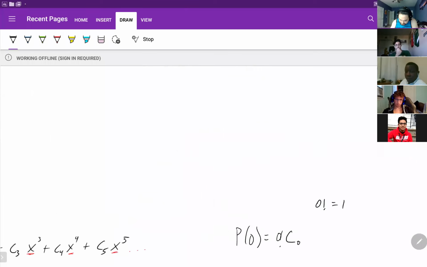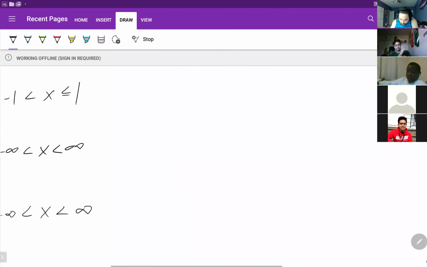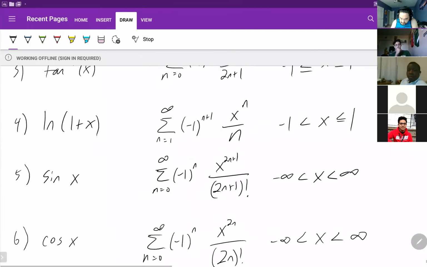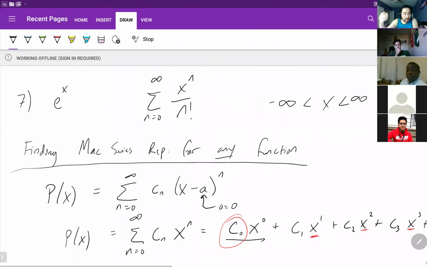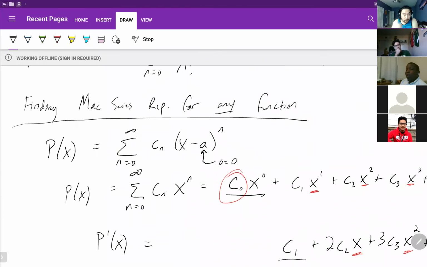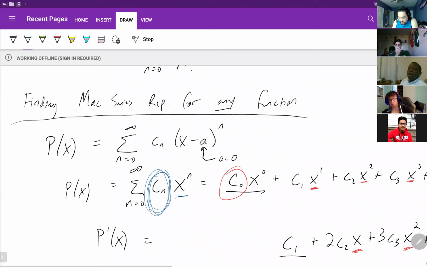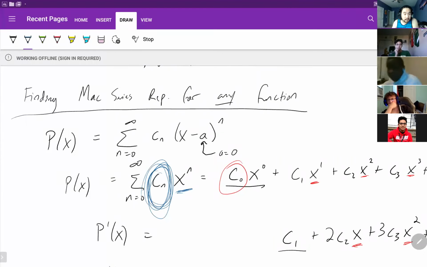Could you say that again? If we derive the function enough times, there's going to be a pattern that starts to emerge. And when we figure out that pattern, you can figure out what that sequence part is going to be, because this x to the n is just going to be x, then x squared, x cubed, forever. It's this part that we're trying to figure out here. Does that make sense? Yeah.